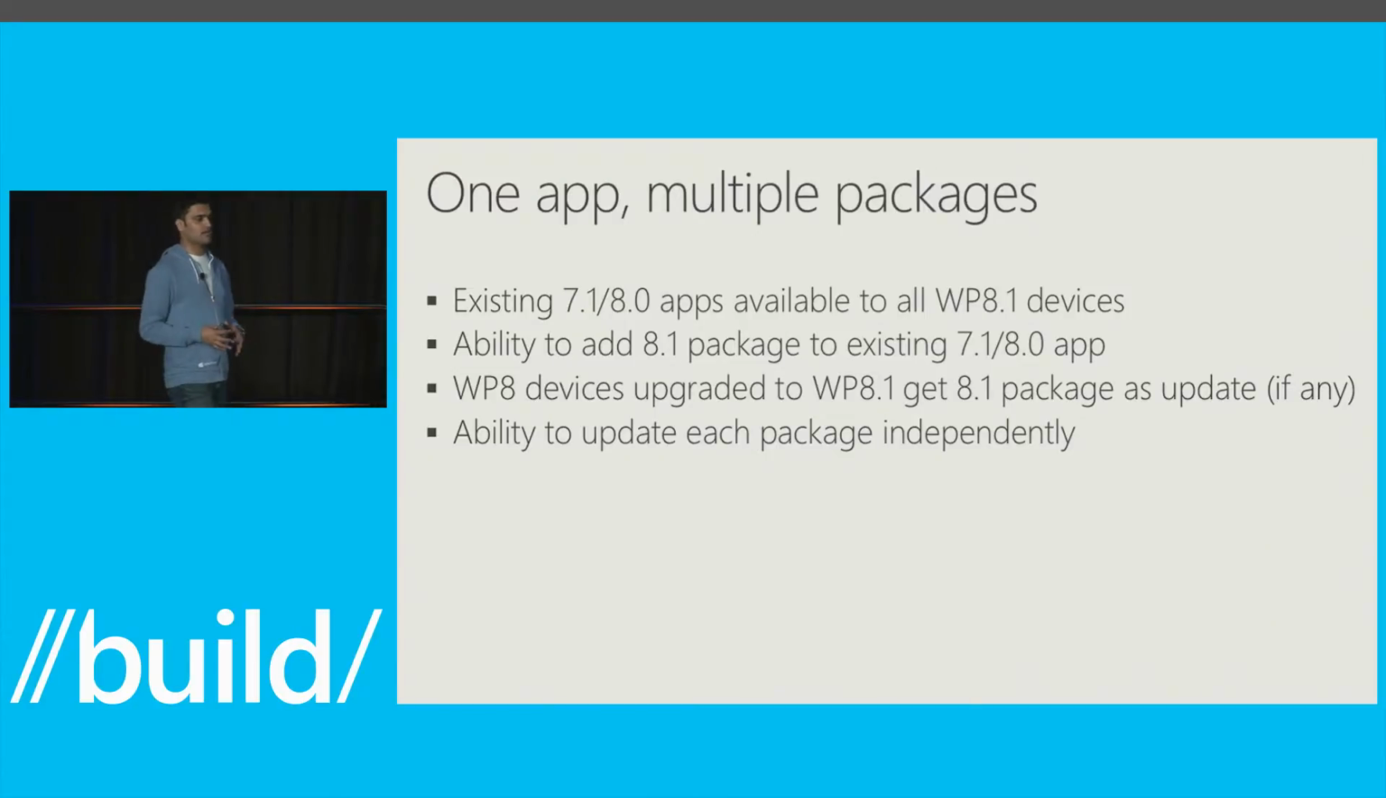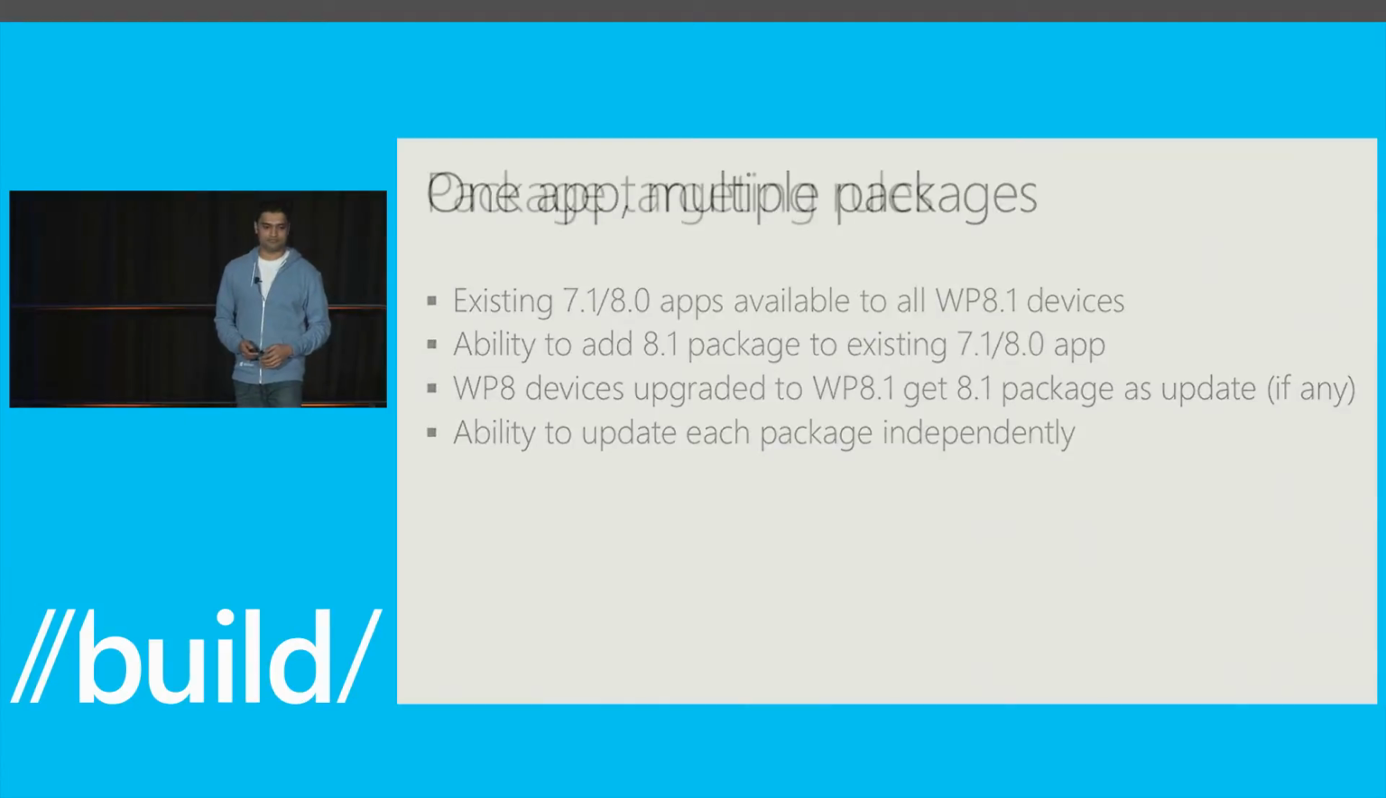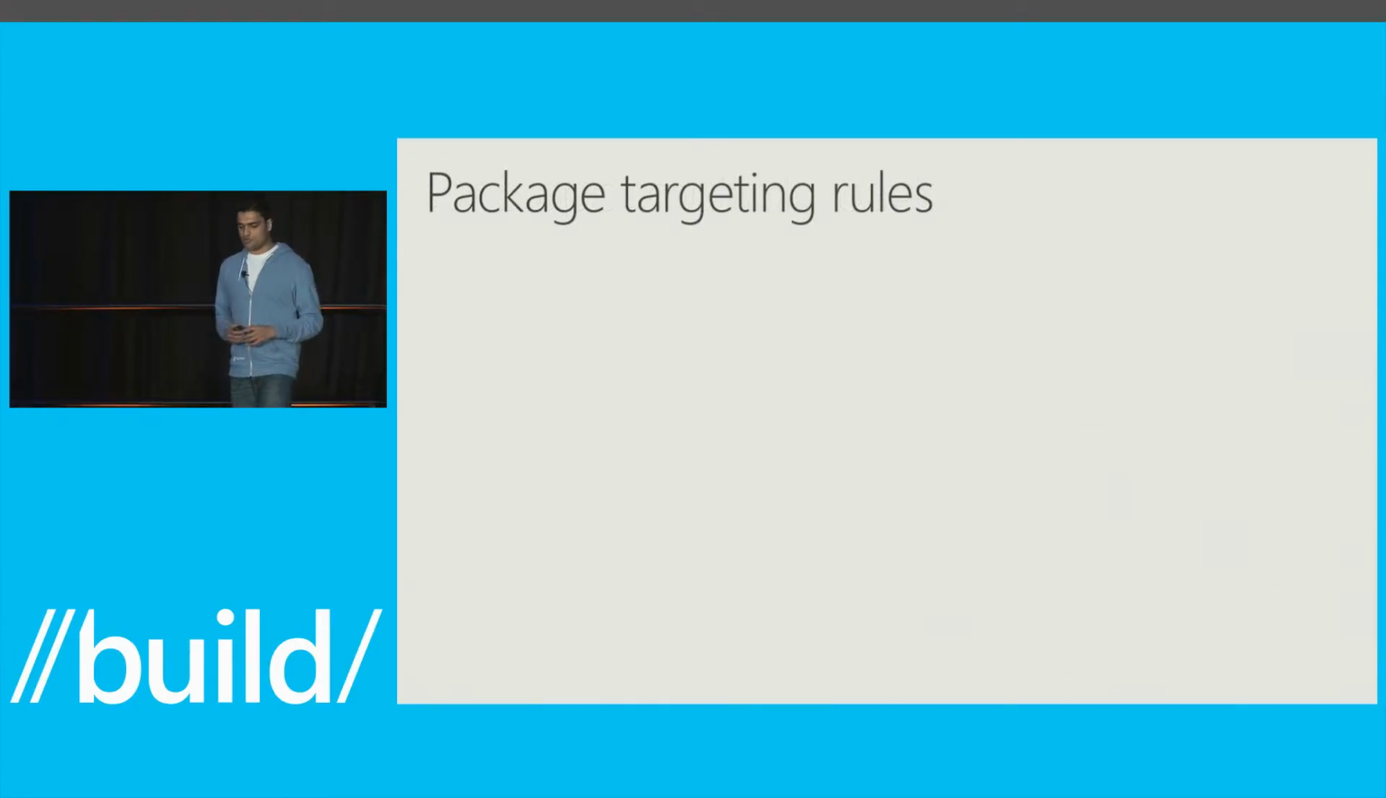So taking a scenario here, you have an app with an 8.0 and 8.1 package, and then you realize your 8.0 package has a bug in it. It doesn't mean you have to update both of these. You can come in, do an update, just replace your 8.0 package, and submit. So your 8.1 users are unaffected by this update, but all your 8.0 users will now get an update for their app. And a few other package targeting rules.